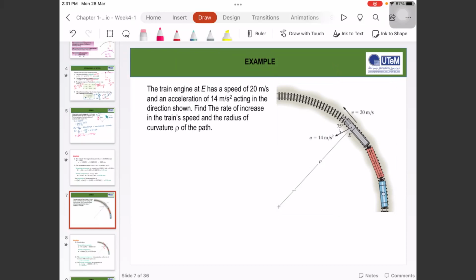Okay, so find the rate of increase in train speed. What is rate in Malay? Rate is kadar. Okay, rate is kadar. When it is a rate, it must be related to time. So rate of increase of the train speed means we need to find dv over dt. And radius of curvature of the path, this is straightforward, this is a rule.